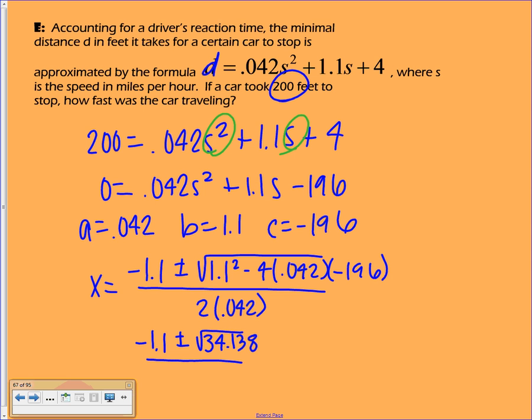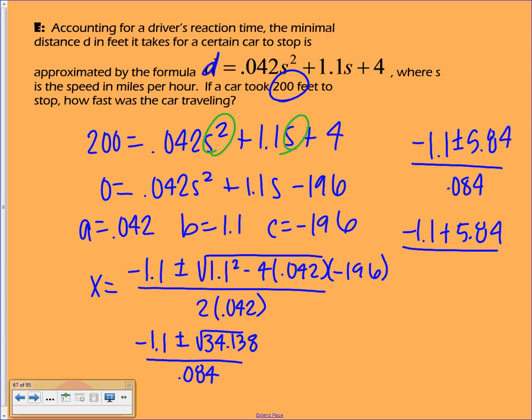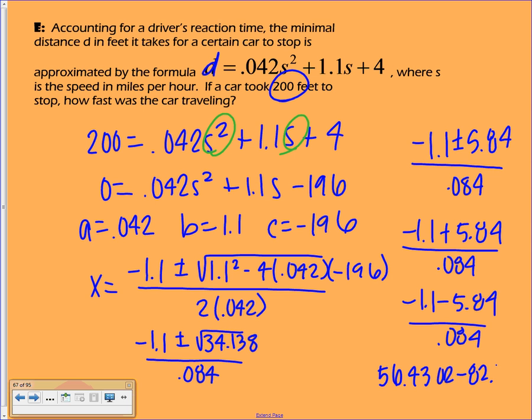34.138 all over 0.084. Next thing you should do is take the square root of that. So I got negative 1.1 plus or minus the square root of that, which should give me about 5.84 all over 0.084. So now I've got my two equations, negative 1.1 plus 5.84 all over 0.084 and negative 1.1 minus 5.84 all over 0.084. So our two answers here should give me 56.43 or negative 82.62.